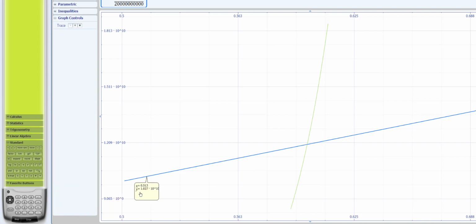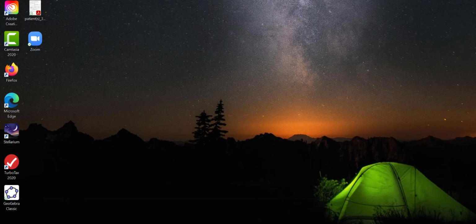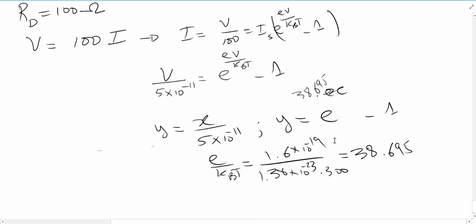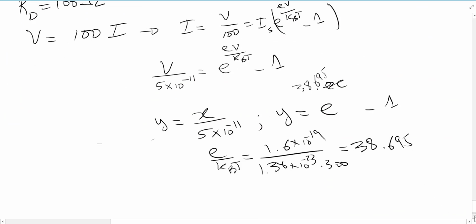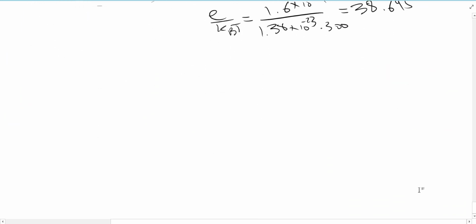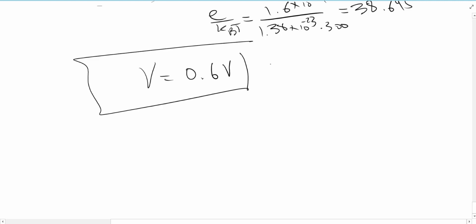I can do a trace and find where they meet, and they meet at the point 0.6 for the x, for the voltage. Okay, and that's the main thing. x is the voltage, so that is a numerical solution. Okay, where are my notes in here? So the numerical solution, the voltage must be 0.6, and this is typical, by the way. Okay, so where is my pen in here? So the voltage V is 0.6 volts is the solution for that.